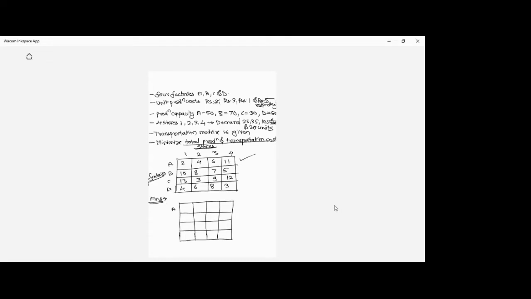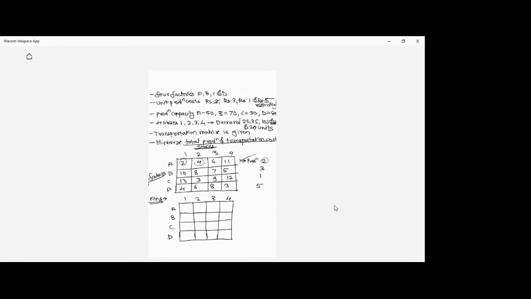So now we can write A, B, C, D here, and 1, 2, 3, 4. For factory A, the production cost has been given to us as 2 rupees. For factory B it is 3, for factory C it is 1, and for factory D it is 5. So we are going to add rupees 2. These are the transportation costs, and we are going to add the production cost into it.